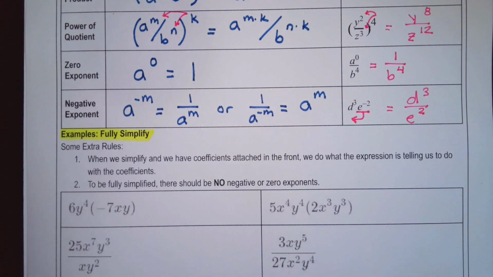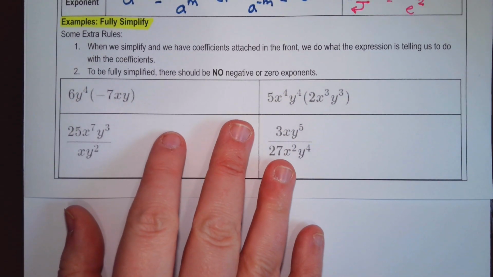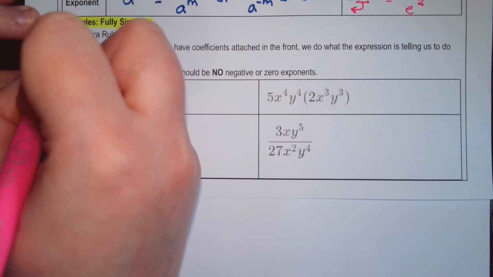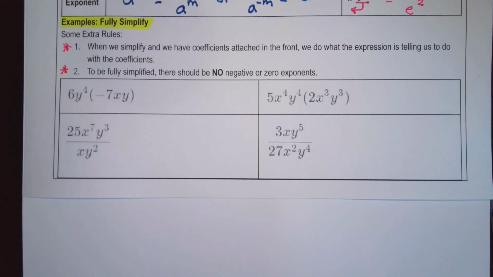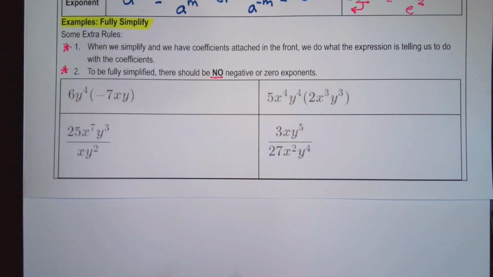So now that we have covered all the properties, it is now time for us to go through and do a lot of examples of fully simplifying. So, some extra rules for simplifying. When we simplify and we have coefficients in the front, we do what the expression is telling us to do with the coefficients. And then finally, to be fully simplified, there should be no negative or zero exponents. So keep that in mind when you're fully simplifying.